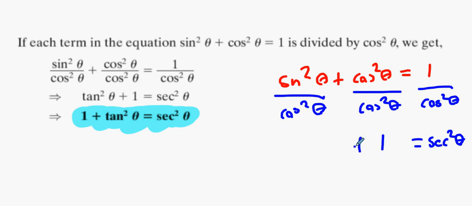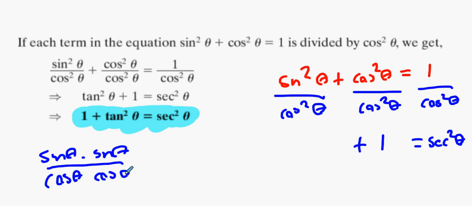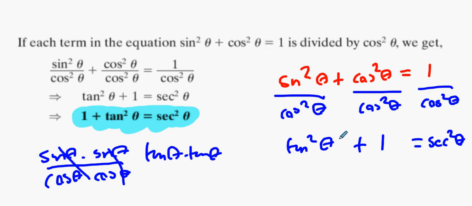And then this is sine squared theta over cos squared theta, which is the same thing as sine theta divided by cos theta, multiplied by sine theta divided by cos theta. And both of them can be changed into tan theta, which is quite simply tan squared theta. And this proves this formula that we're asked to prove here. Alright, hopefully that explains everything.